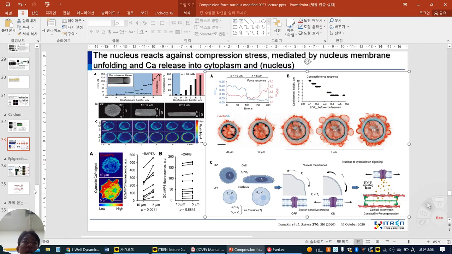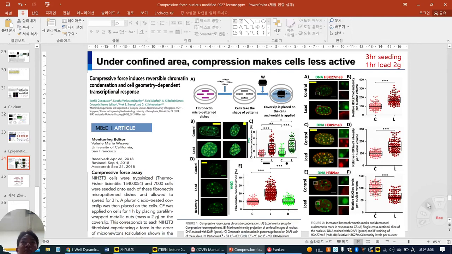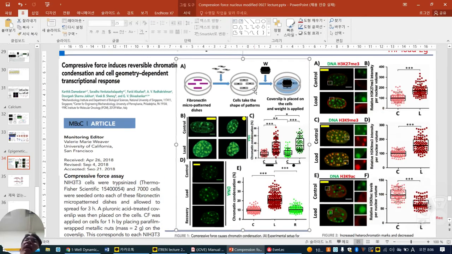But in detail, I will show you. So as a last figure, how this confinement changed the epigenetics. Here, this is a little bit, how can I say, an artificial way to confine the cell. They coated fibronectin in a rectangular pattern, and the cells are positioned rectangularly, and then over the top of the cell, they position the weight, which means the cell area cannot change, right? Only the Z axis height can change, no XY axis change.